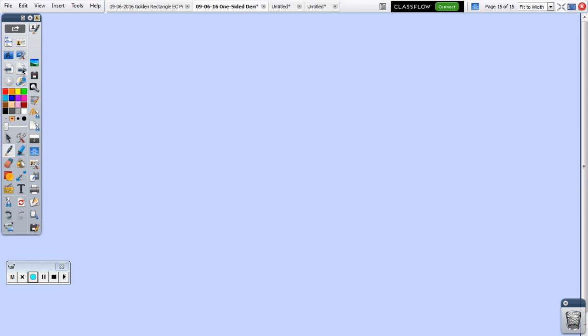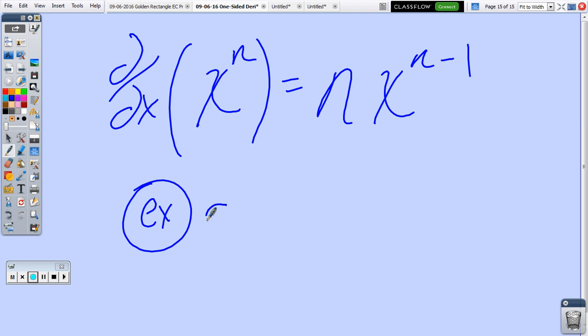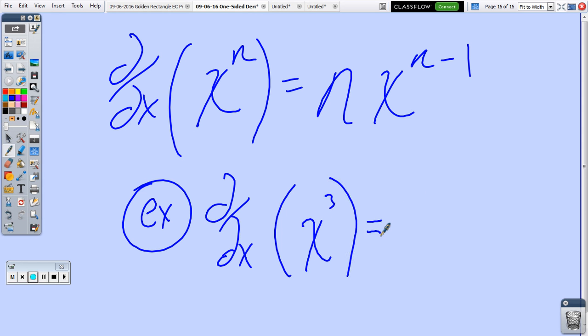Power rule, the shortcut. Alright, so the derivative of, say, x to the n, where n is a positive integer, would result in n x to the n minus 1. Example there. There's the shortcut. We have the derivative of, say, x cubed. This would equal 3x squared.